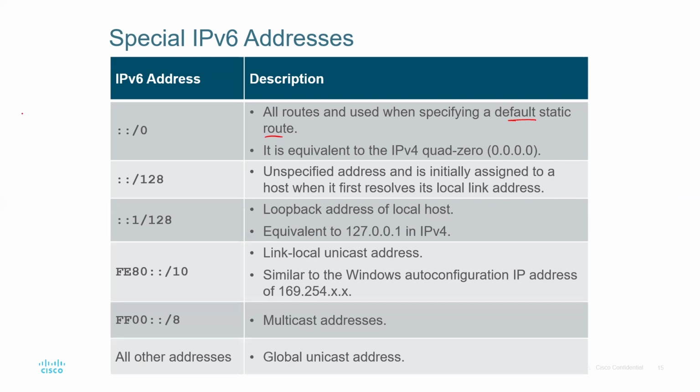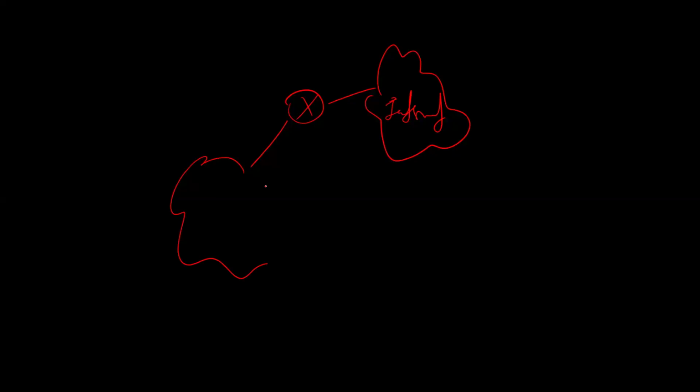In IPv4, this is the IP address of your default static route, 0.0.0.0. So basically, what does it mean? Let's say we have a network. This is the internet. This is our LAN, right? My devices they can communicate with each other easily.